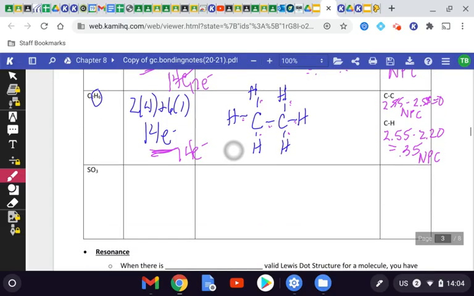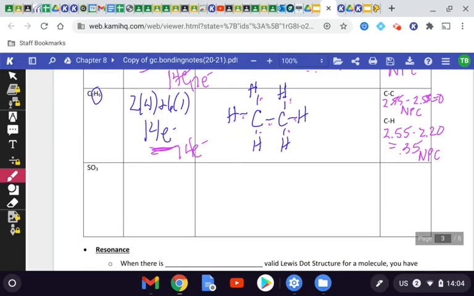All right, last structure here is sulfur trioxide. Sulfur is my center atom. It's in group 6A, so it's got 6 valence electrons. Oxygen is also in group 6A. It's going to have 6 valence electrons, except I have 3 of them. So 3 times 6 is 18 plus 6. My structure will have a total of 24 electrons.